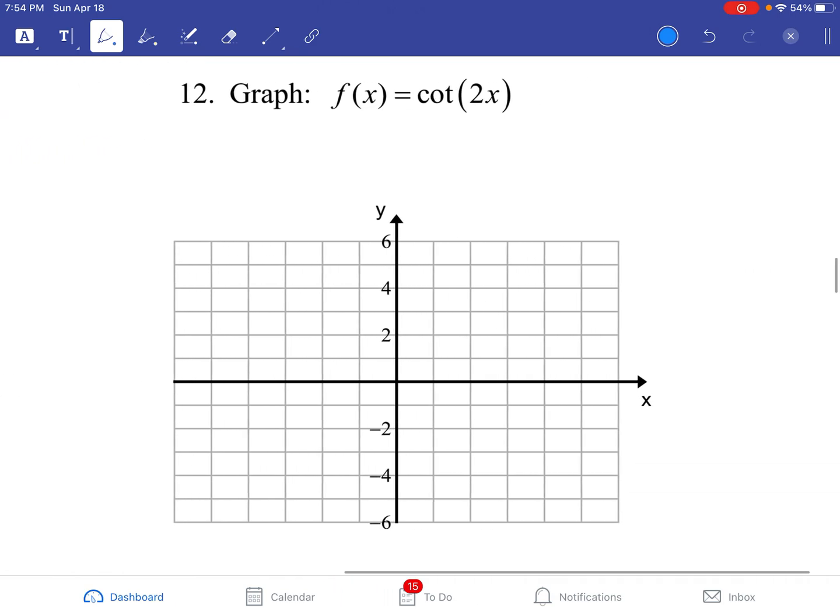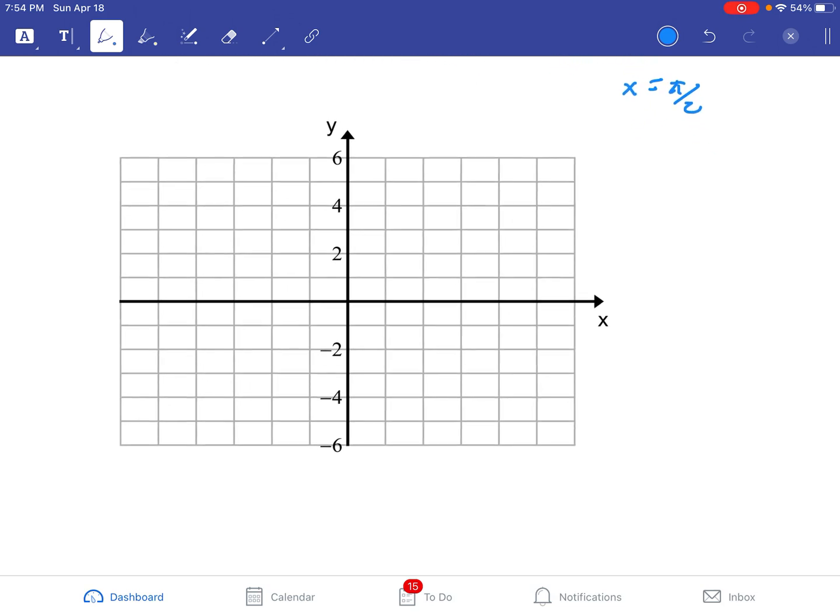I think this is the last graph. This is cotangent. Because something is being multiplied by the x, we're going to have 2x equals pi, because the cotangent graph has a pi for a period. Divide both sides by 2, so x will equal pi over 2.